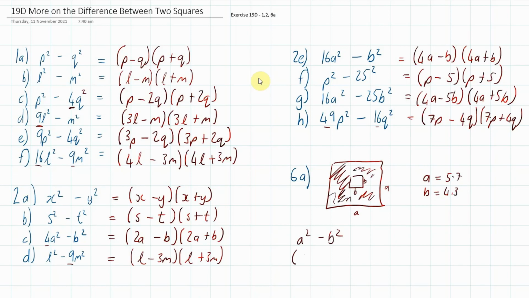And we can write that as 5.7 minus 4.3 times 5.7 plus 4.3. So it's a difference between two squares. And what does that give us?